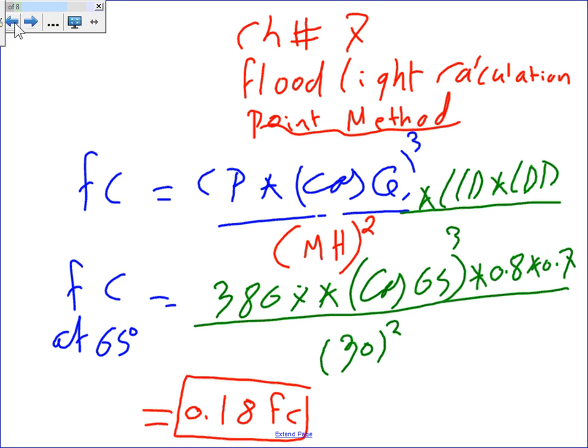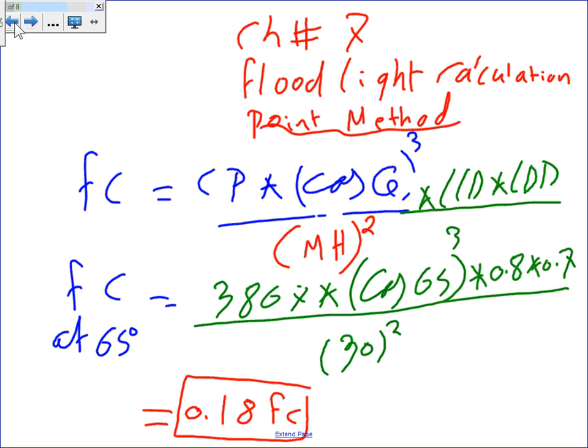Your MH, mounting height, H. So mounting height is not the distance of the beam. No, mounting height. Yep, they go exact. Chris, that's what I tested you guys on, the same formula.